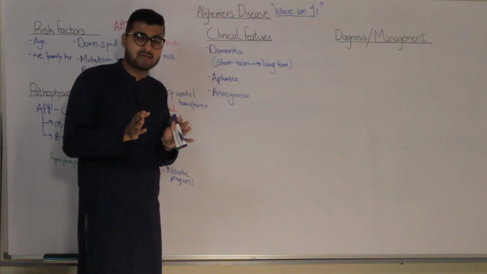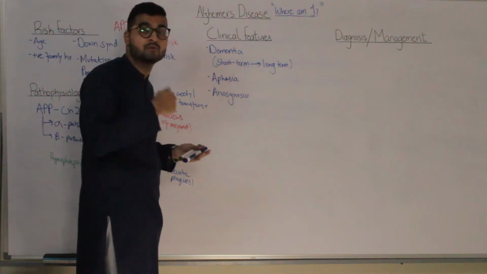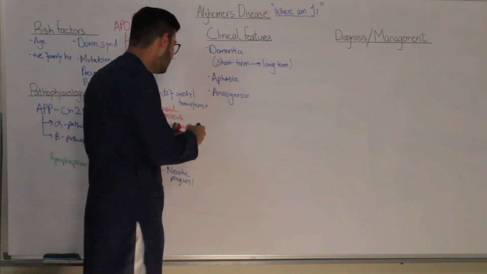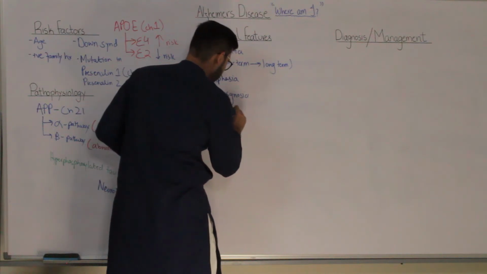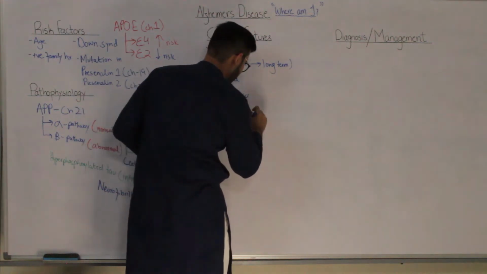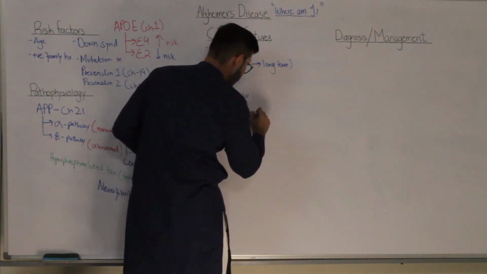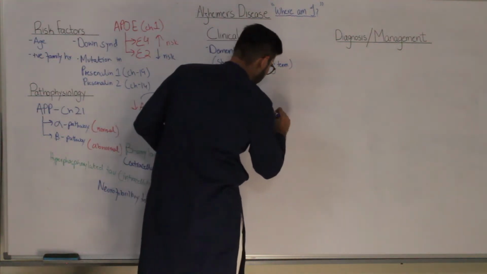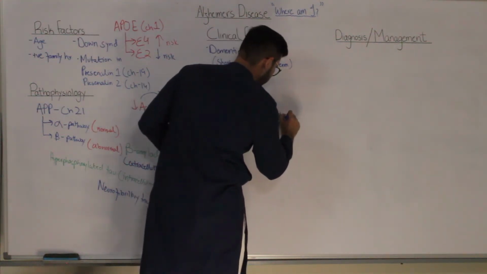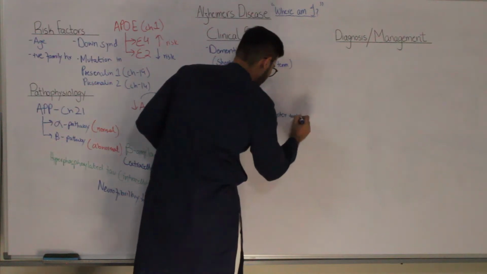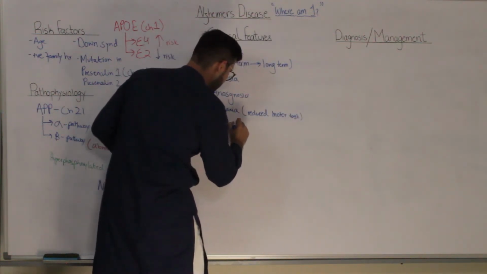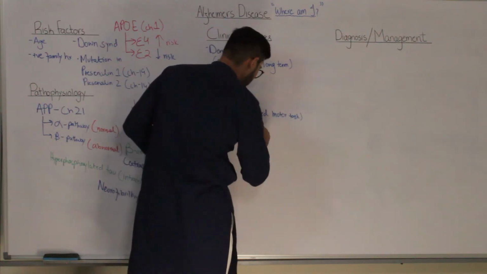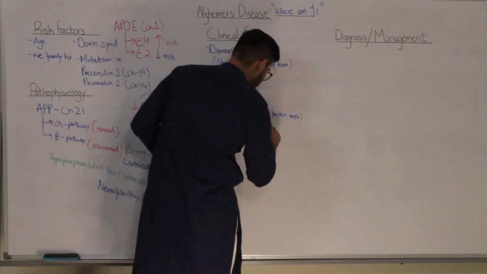stop recognizing people. They might not be able to do motor tasks, that is apraxia. So apraxia is loss of motor tasks, reduced motor tasks. Apart from that, like I said, agnosia, where the patient might not recognize people.